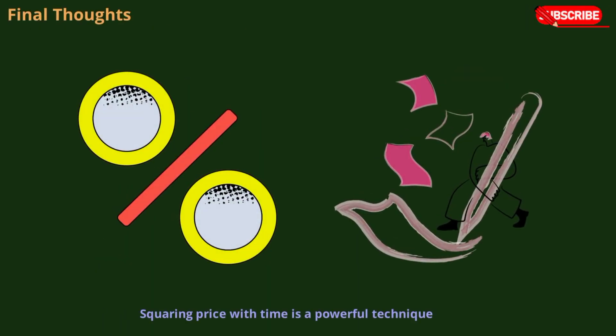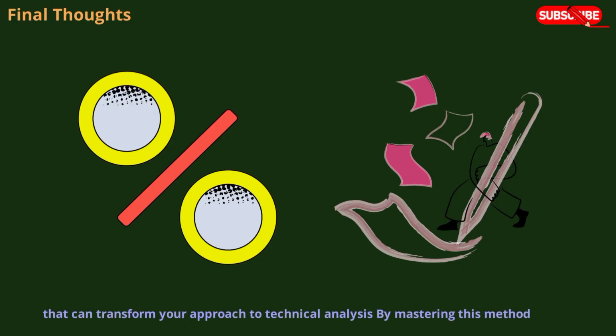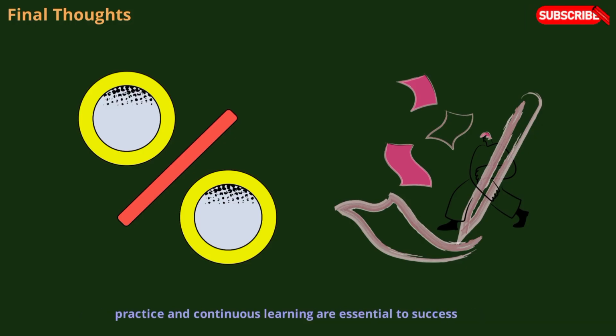Squaring price with time is a powerful technique that can transform your approach to technical analysis. By mastering this method, you'll gain a deeper understanding of market dynamics and improve your ability to anticipate key turning points. Remember, practice and continuous learning are essential to success.